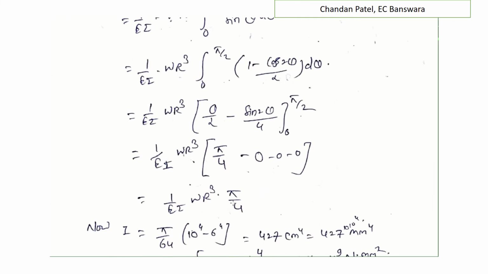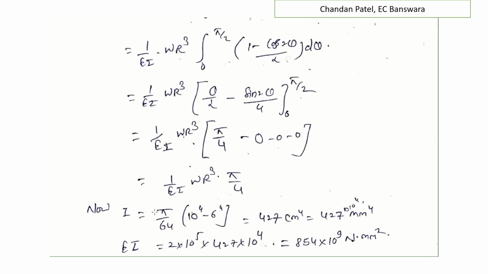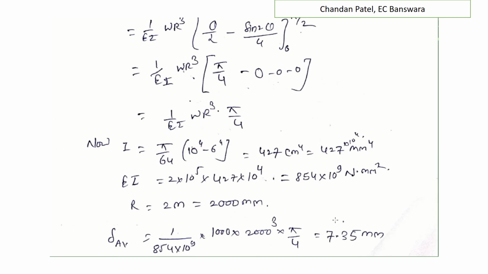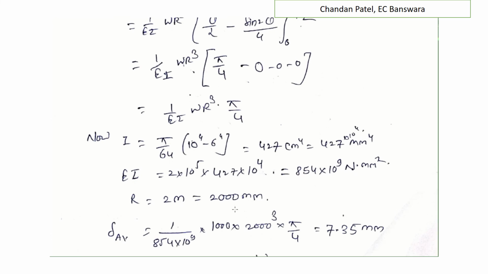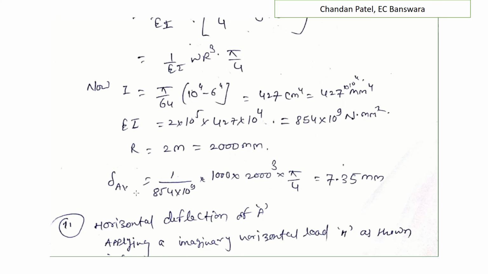Now the value of I and the value of E. I is pi by 64 times 10 to the power 4 minus 6 to the power 4, in centimeter to the power 4. We convert into mm. EI is 854 into 10 power 9 Newton mm square, and the radius is 2 meters, so 2000 mm. Putting in the values, we get 7.35 mm in the vertical direction.